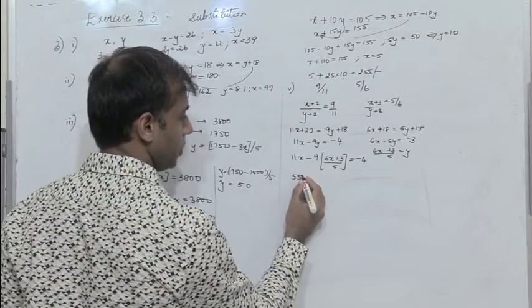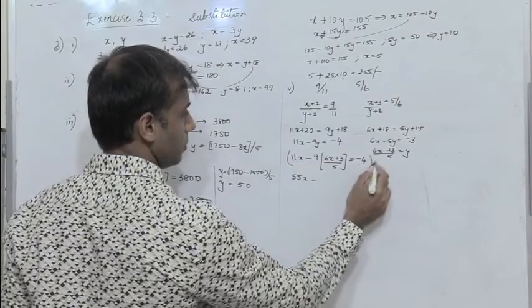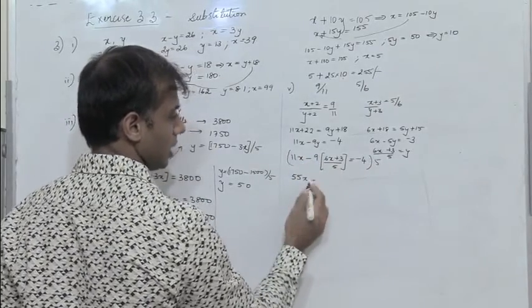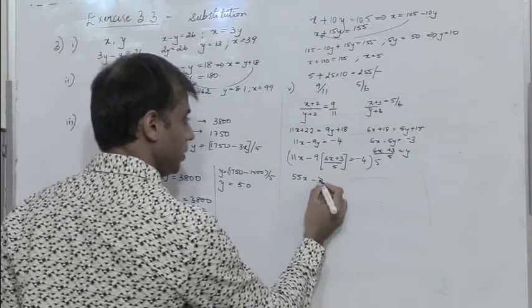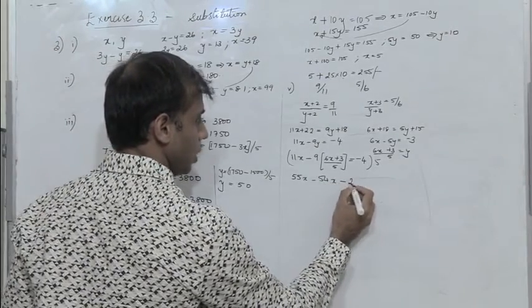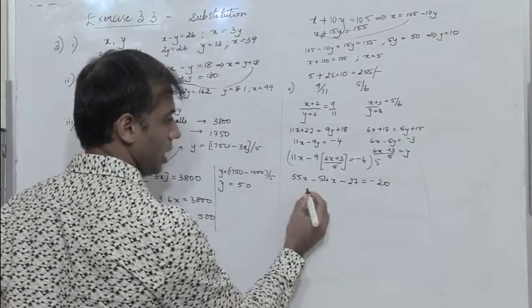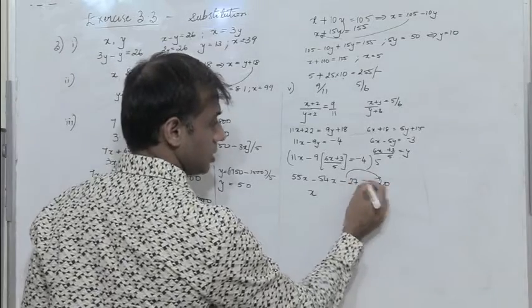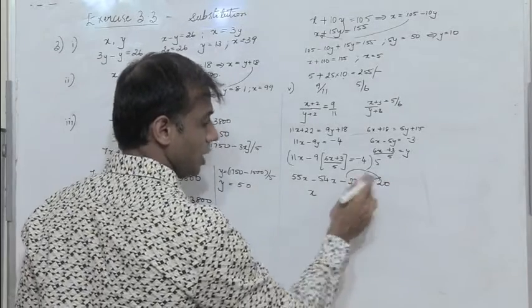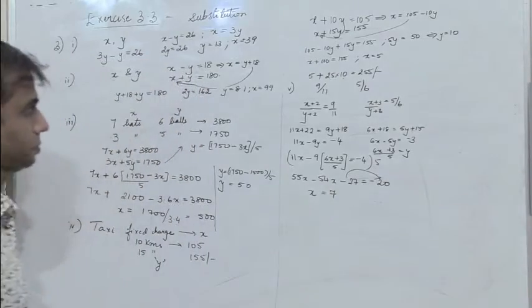So I get 55x minus, if I am multiplying this by 5, this 5 and this 5 will get cancelled. So I have 9 into 6, which is minus 54x minus 27 equals minus 20. So here we have 55 minus 54 is x, and then take this to the other side. So plus 27 minus 20, I get x is equal to 7.